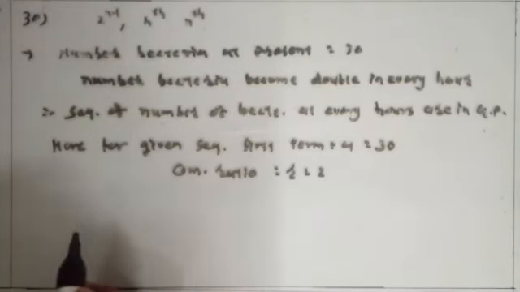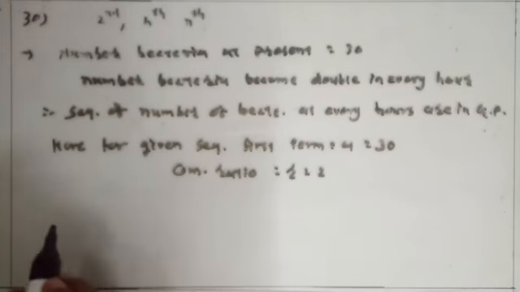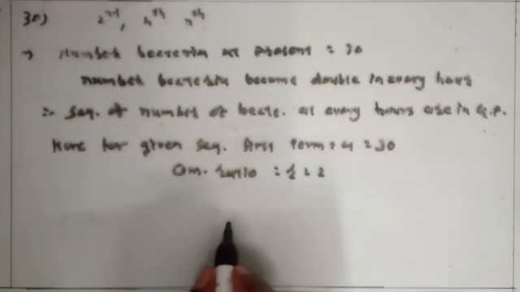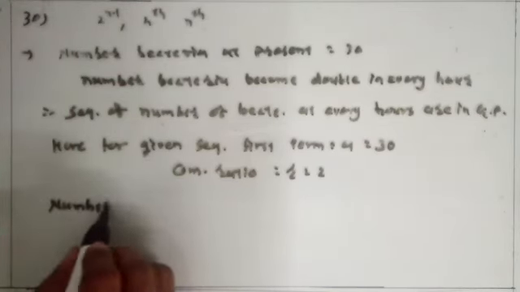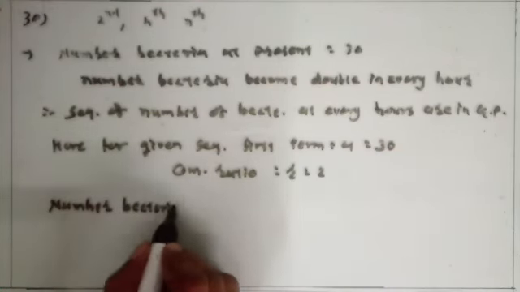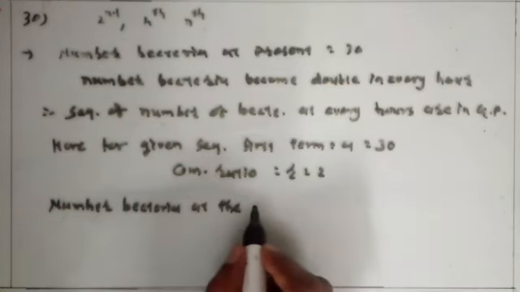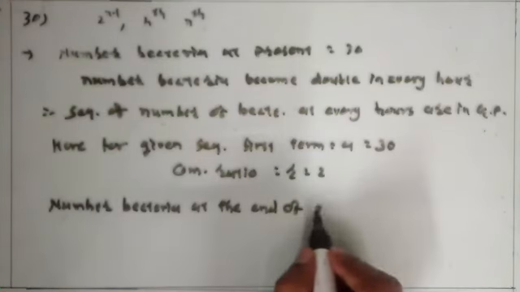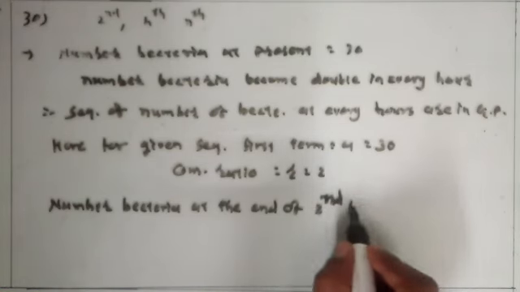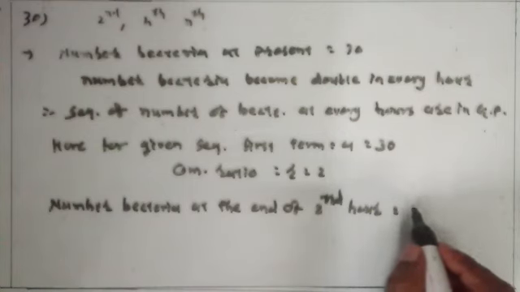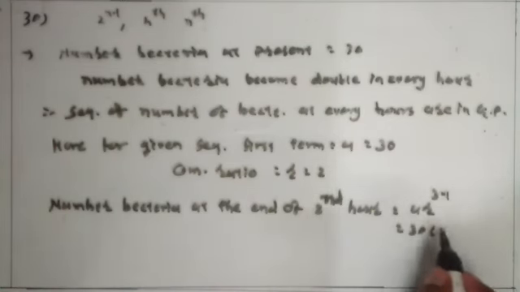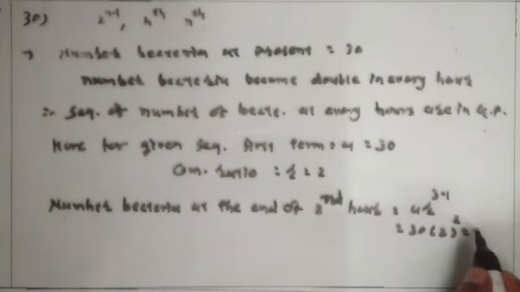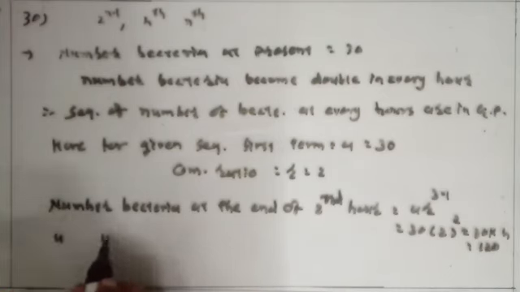Now here we want to get the number of bacteria at the end of the second hour, that is, at the starting of the third hour. So the number of bacteria at the end of the second hour is equal to A into R raised to 3 minus 1, so 30 into 2 raised to 2, which is 30 into 4, so it is equal to 120. Clear?